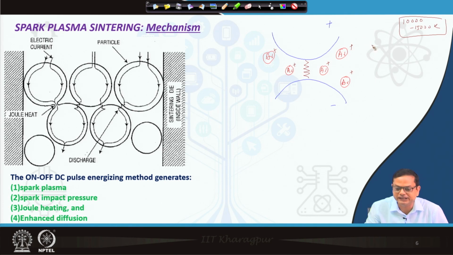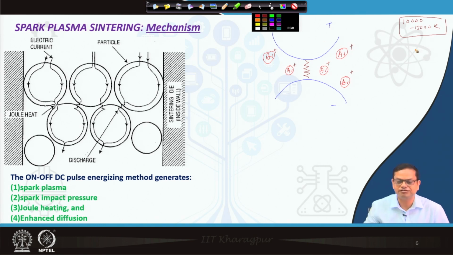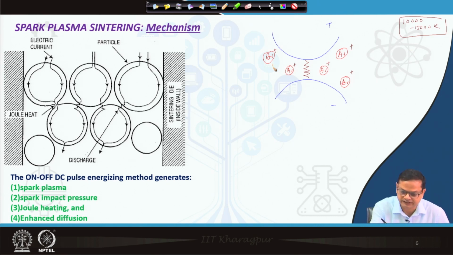But whatever is happening, it is only on the surface of the powder particles. So, because of that high temperature, two things will be taking place. Okay. First thing is that this argon, because of its now positive ions, there are positive ions. So, what will they do? They will hit at a very high velocity on these surfaces.